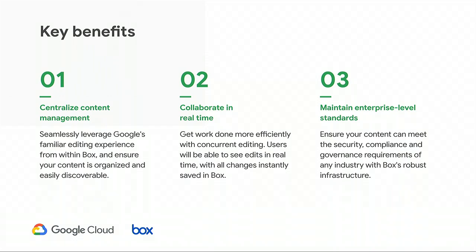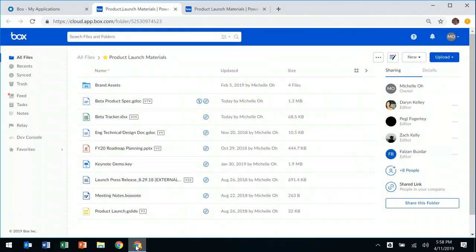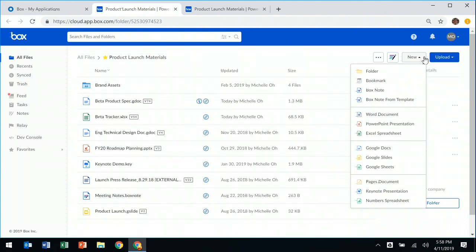And so what that enables is secure central content management, while still maintaining the enterprise-level standards of security and compliance that your enterprise may require. So let's see how this works in action. For those of you not as familiar with Box, this is our primary user interface where a user will see all of their files and folders. And from here on the right-hand side, this is how you create documents in Box. If we click New, you'll see that Box is the only content cloud management provider that natively integrates with all three major productivity suites. From here, you can create new Microsoft Office documents, Apple iWork documents, and now new Google G Suite documents.